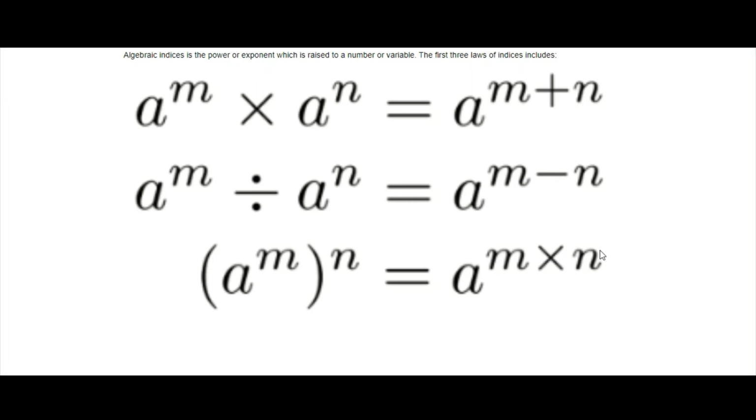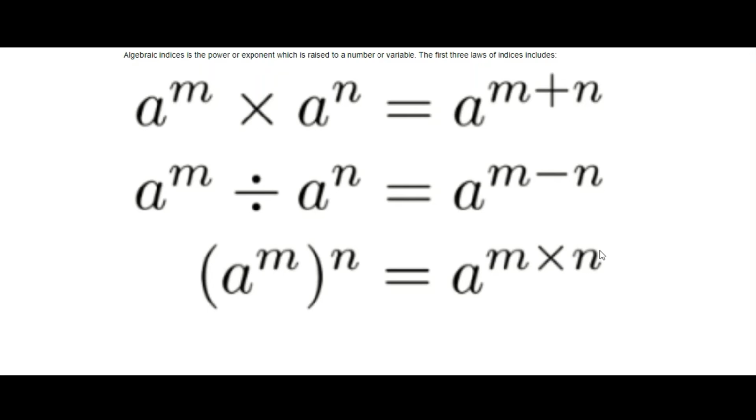Hey students, again we're going to be looking at another topic, which is algebraic indices. We have our interactive content here that will serve as a guide for this class. Now, algebraic indices is a power or exponent which is raised to a number or a variable. So when you have a power raised to a number, or a variable raised to a number, we can refer to that as algebraic indices.